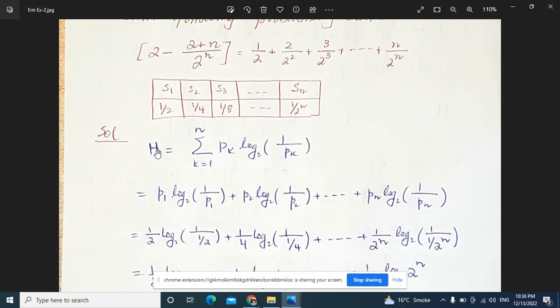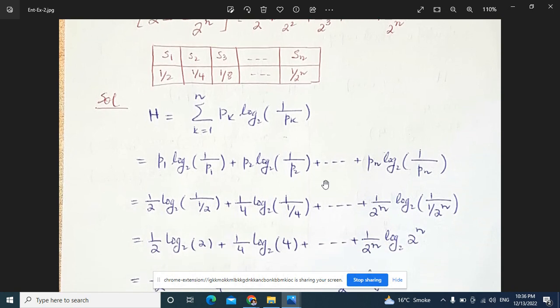You know the formula of the entropy is the sum of pk log 2 of 1 by pk, where k is 1 to n. So you can write p1 log 2 of 1 by p1 plus p2 log 2 of 1 by p2 plus p3 log 2 of 1 by p3 plus so on, and then plus pn log 2 of 1 by pn. So what is the probability of P1? We know that is 1 by 2 log 2 of 1 by 2 plus 1 by 4 log 2 of 1 by 4, plus the third is 1 by 8 log 2 of 1 by 8, and so on, plus 1 by 2 to the power n and log 2 of 1 by 2 to the power n.